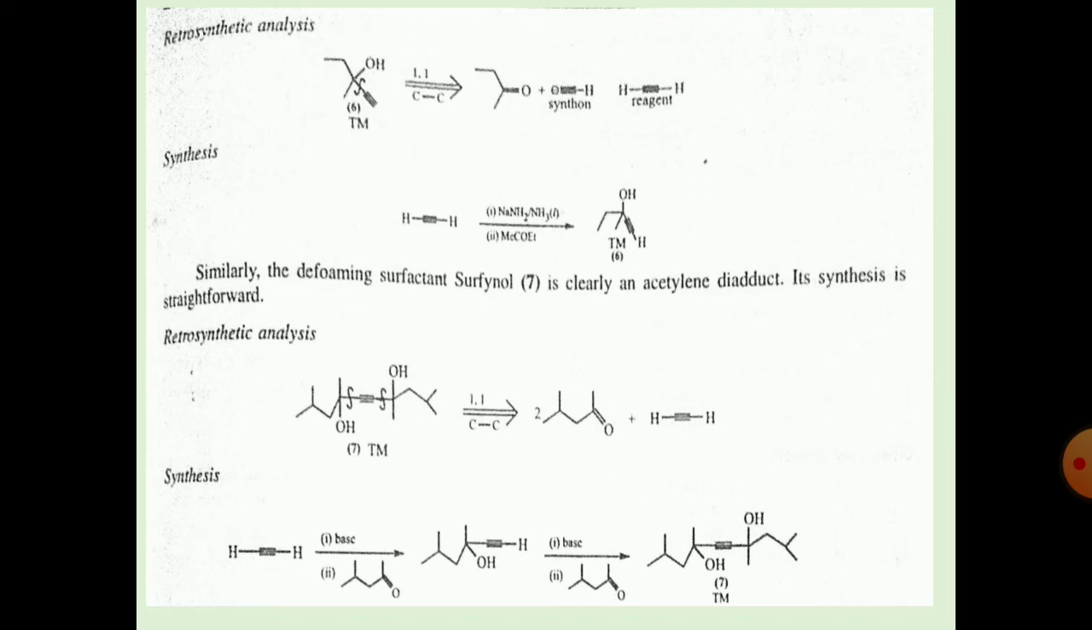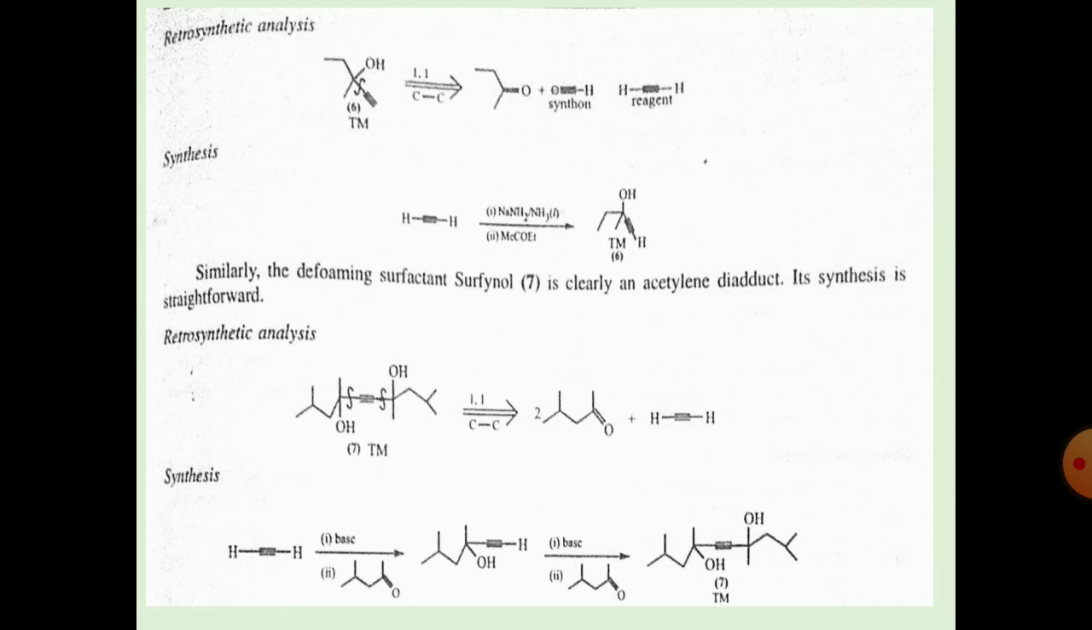In the synthetic analysis, the first step is that the target molecule is cut by a 1,1 carbon-carbon disconnection, with the formation of 2 moles of a ketone and an alkyne. The synthesis is simple. The alkyne is reacted with the base, and this nucleophile attacks the ketone, with the formation of this alcohol. In the acetylene molecule a triple bond is formed, and again an acidic proton is there. So it is abstracted by the base and attacks this ketone, and there is also formation of this second alcohol and the alkyne.